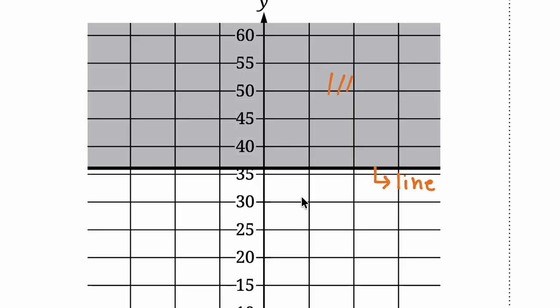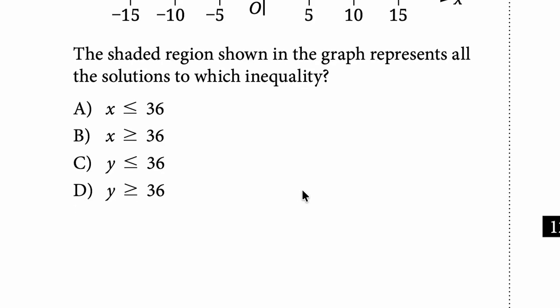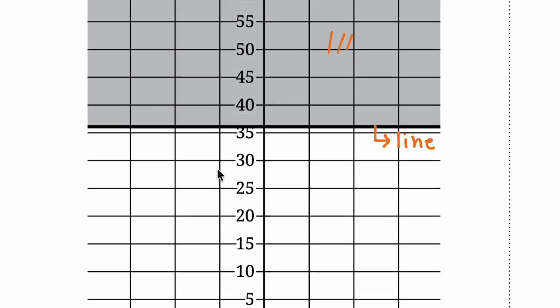Okay. Let's first understand the graph, right? Then let's see the options first. The shaded region shown in the graph represents all the solutions to which inequality. So we have to check the inequality. Now let's come back to the graph.